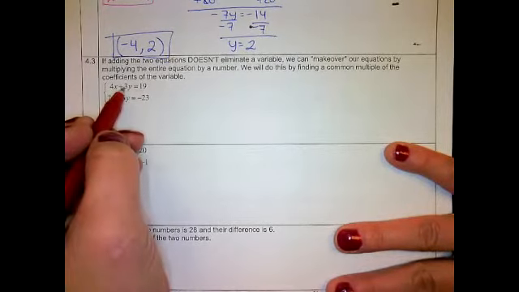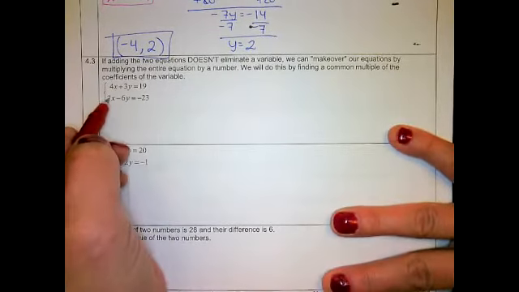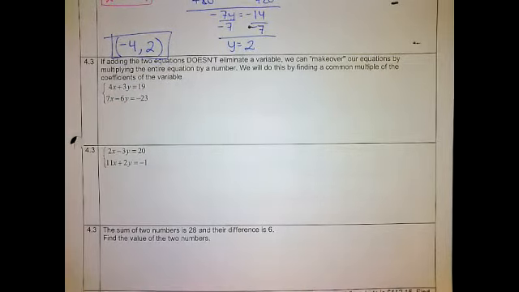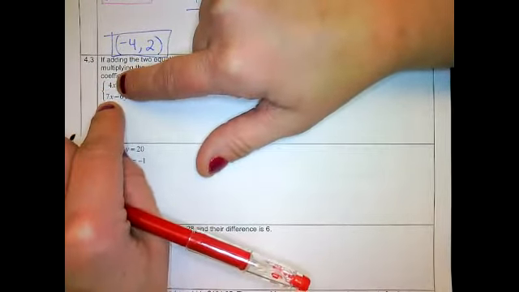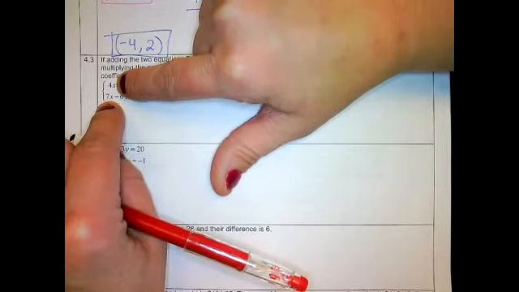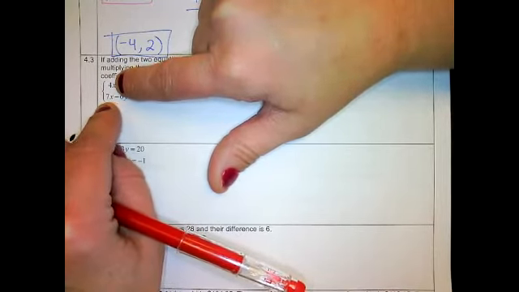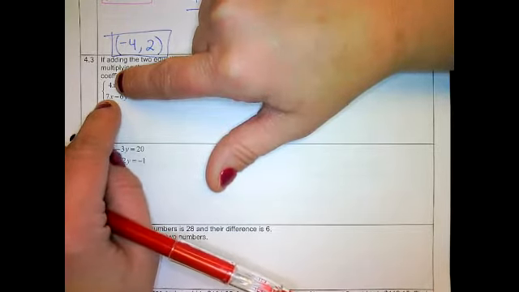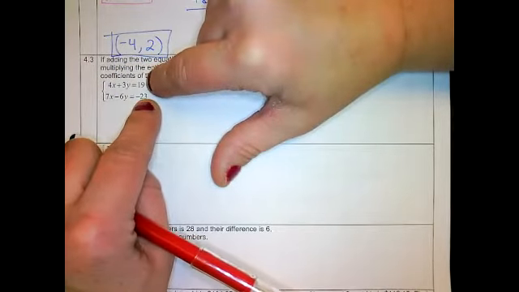So I have 4x plus 3y equals 19, and 7x minus 6y equals negative 23. Now, you can choose to get rid of either the x or the y. It doesn't matter. What I'm going to look at is which one would be easier, and which one I would only have to multiply one of the equations by, hopefully. It doesn't always work out that way, but sometimes it does. I have a 4x and a 7x. My least common multiple there, if I count by 4s and then by 7s, is 28. So I'm going to have to multiply both of these equations by something in that case.